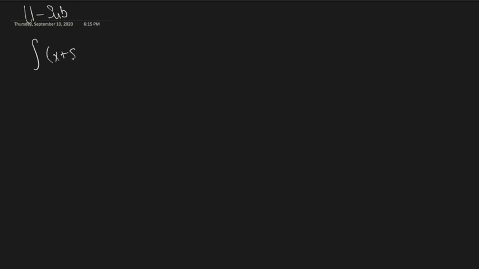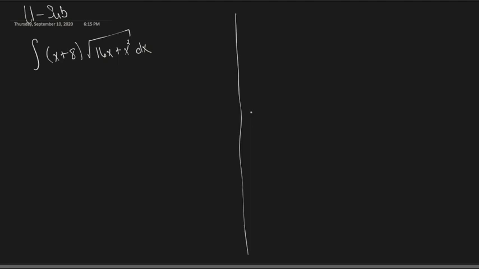of x plus 8 times the square root of 16x plus x squared dx. And then the second integral we're going to look at, which I'll divide like this, is going to be the integral of 6 plus tan theta to the fourth power times secant squared theta d theta.